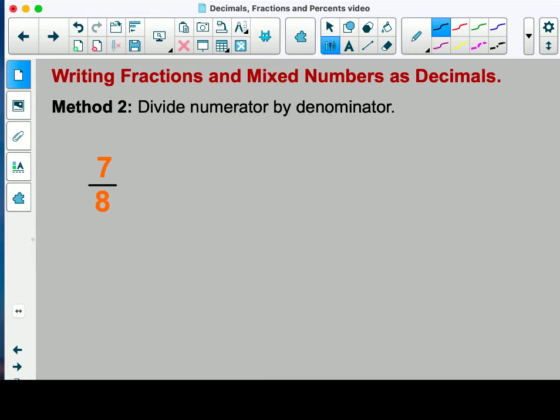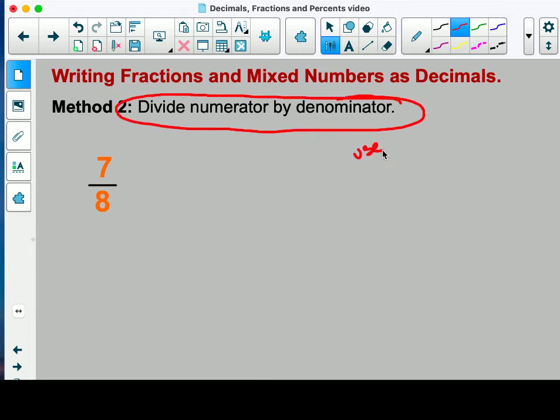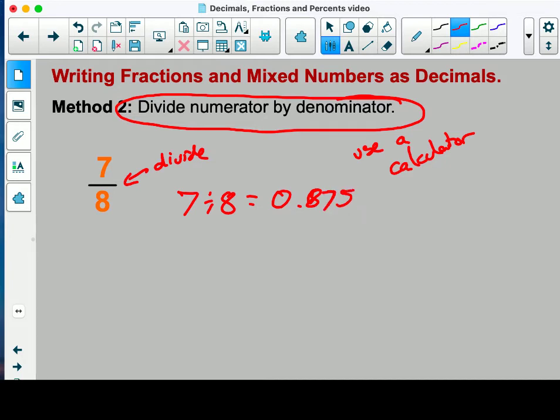Not every number is going to be able to turn into 100 or 1,000 very easily. So we always have our backup. And for this method, I'm actually going to let you use a calculator. So the backup method is divide numerator by denominator. Think of that fraction bar as meaning divide. Just do 7 divided by 8 in your calculator, and we get 0.875.